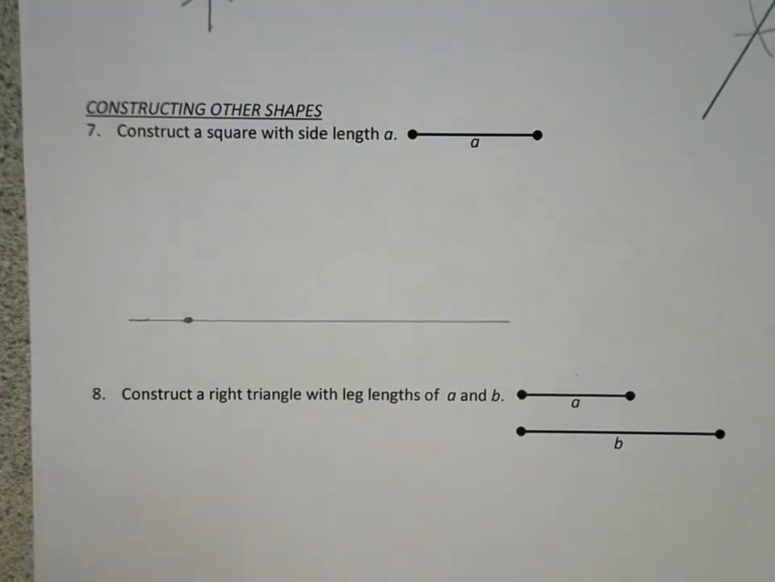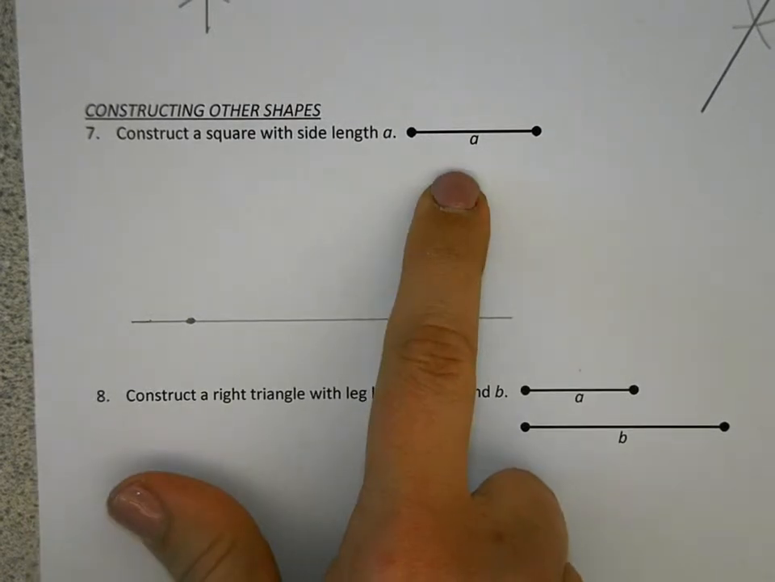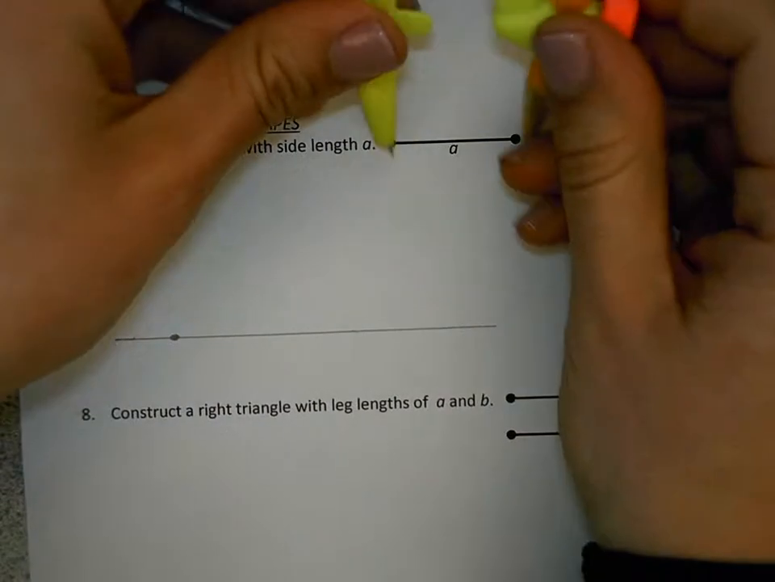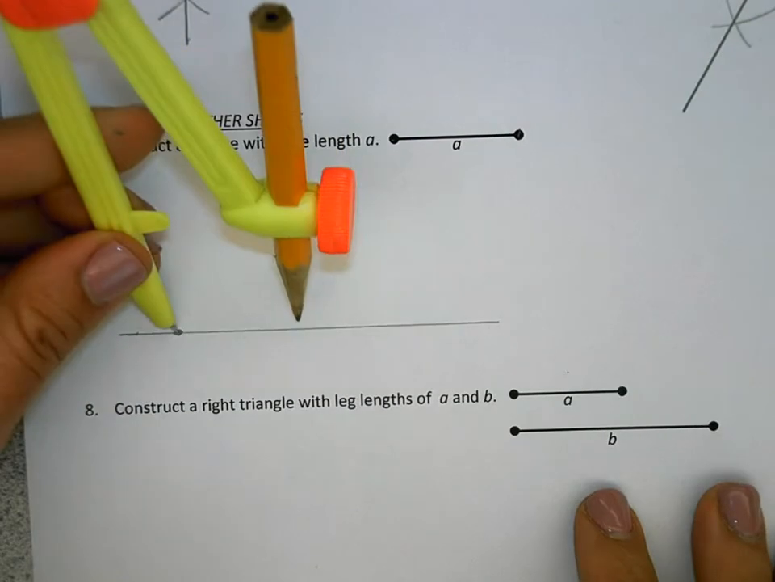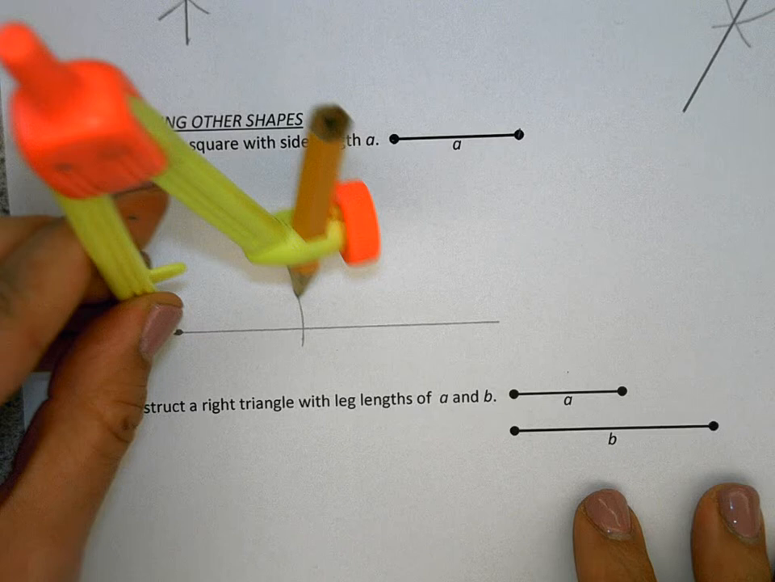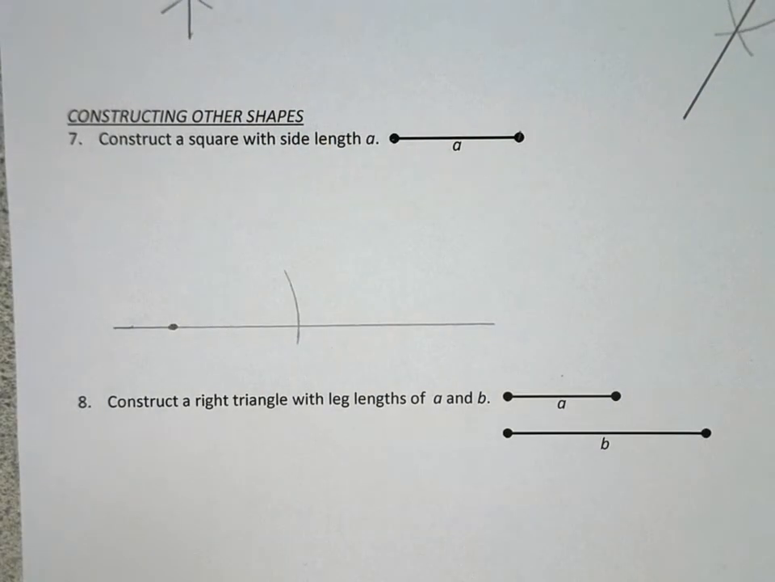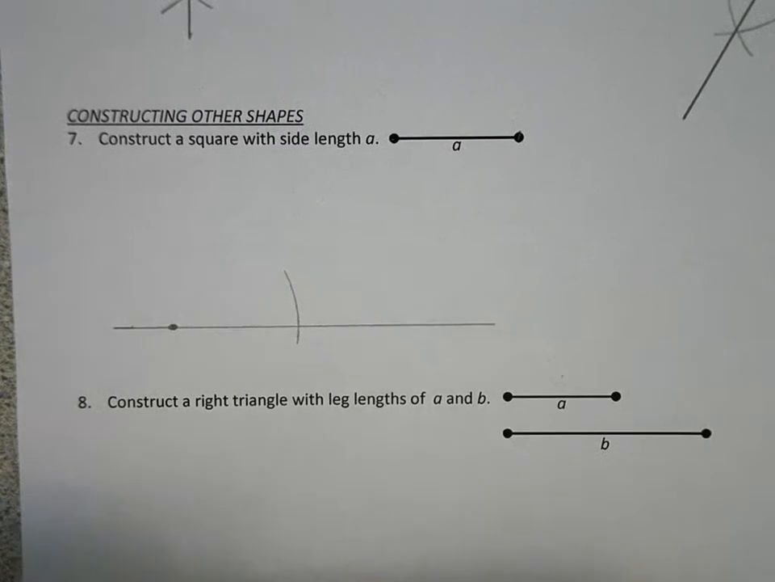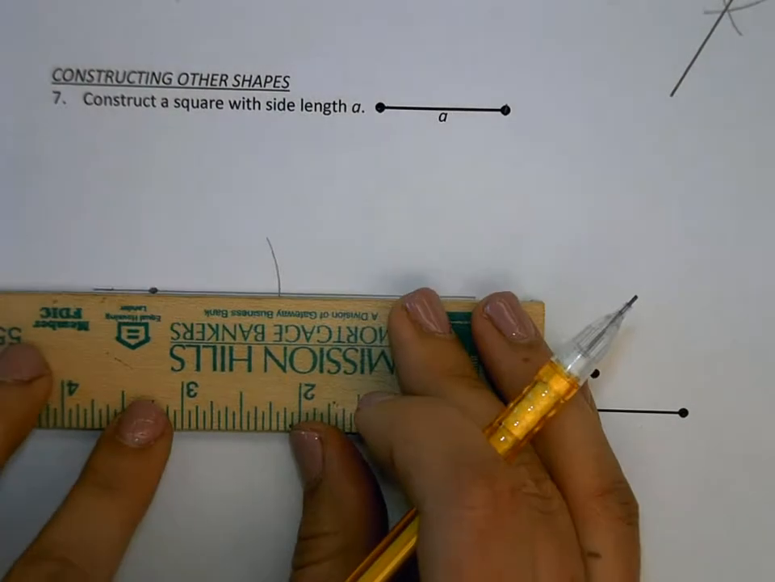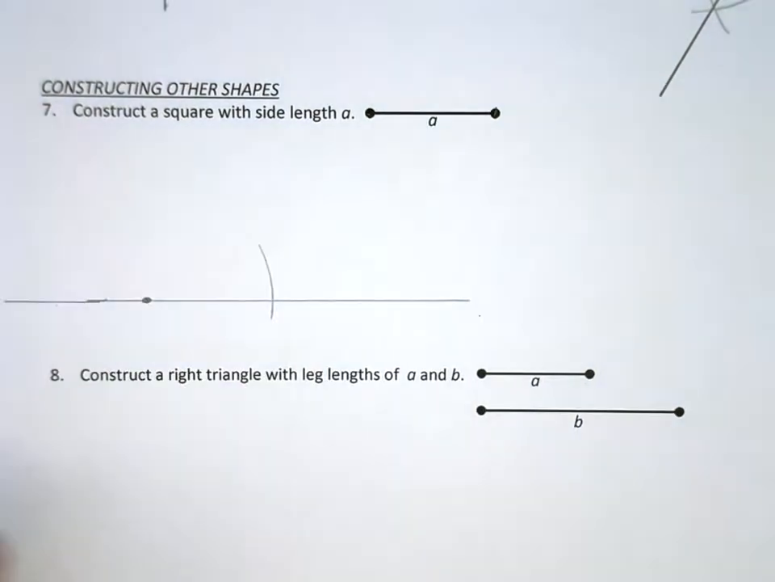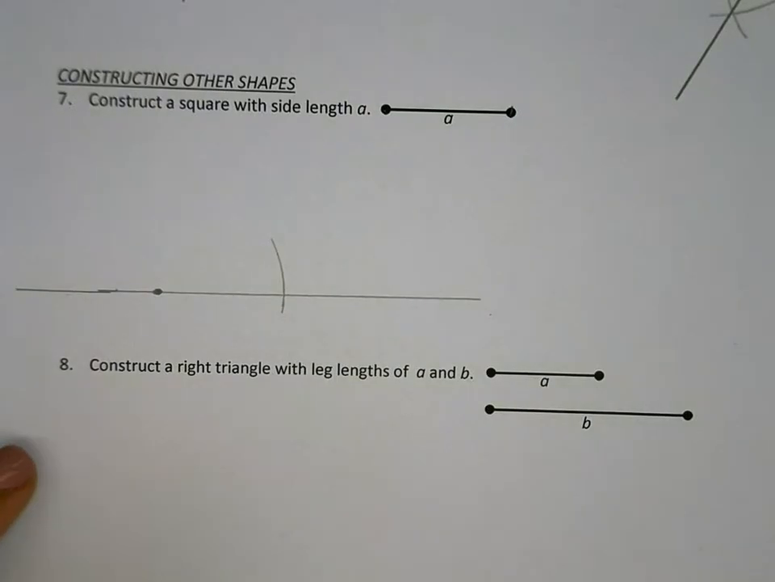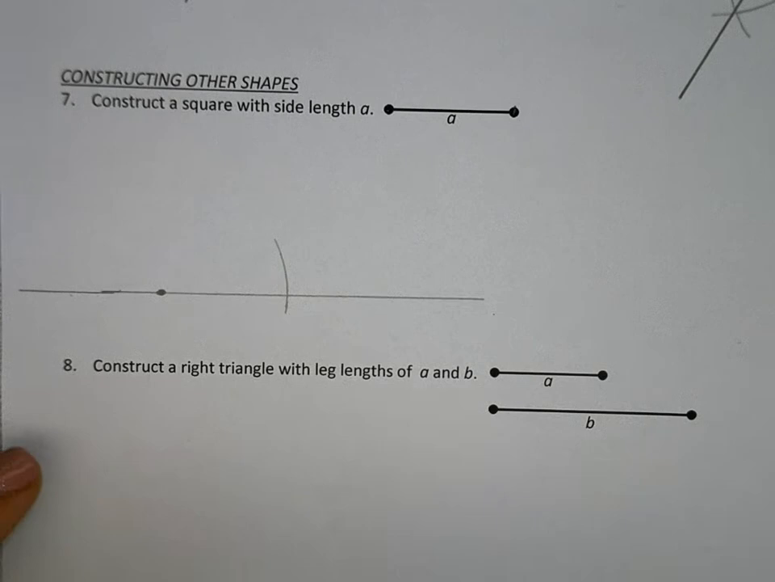And can we make a segment that's the same size as segment A? Yes. So open your compass to the length of A, and using your endpoint, construct segment A. Hope I have enough room. Okay. So now I have one side of my square.